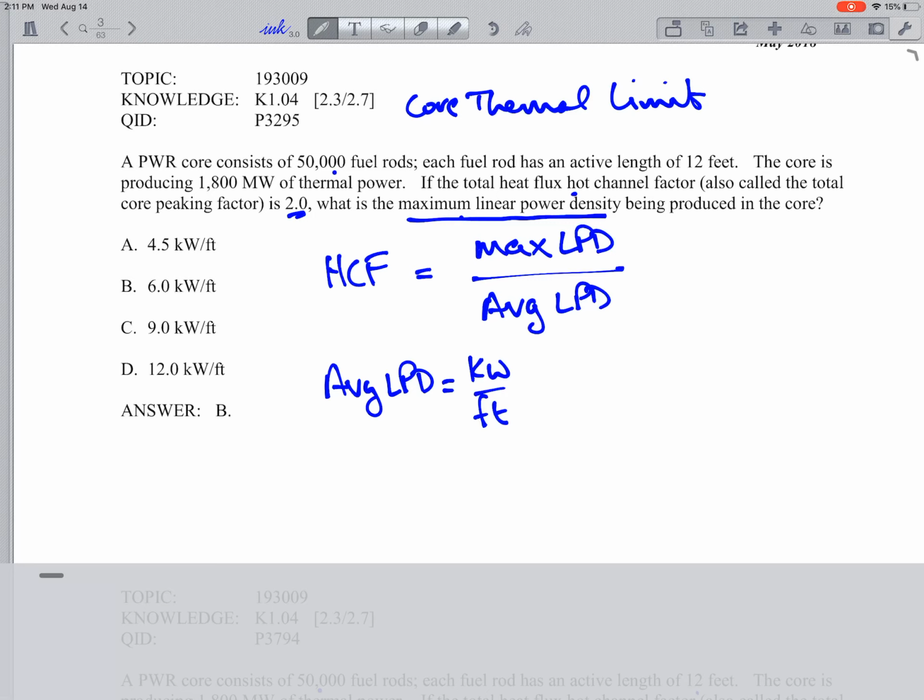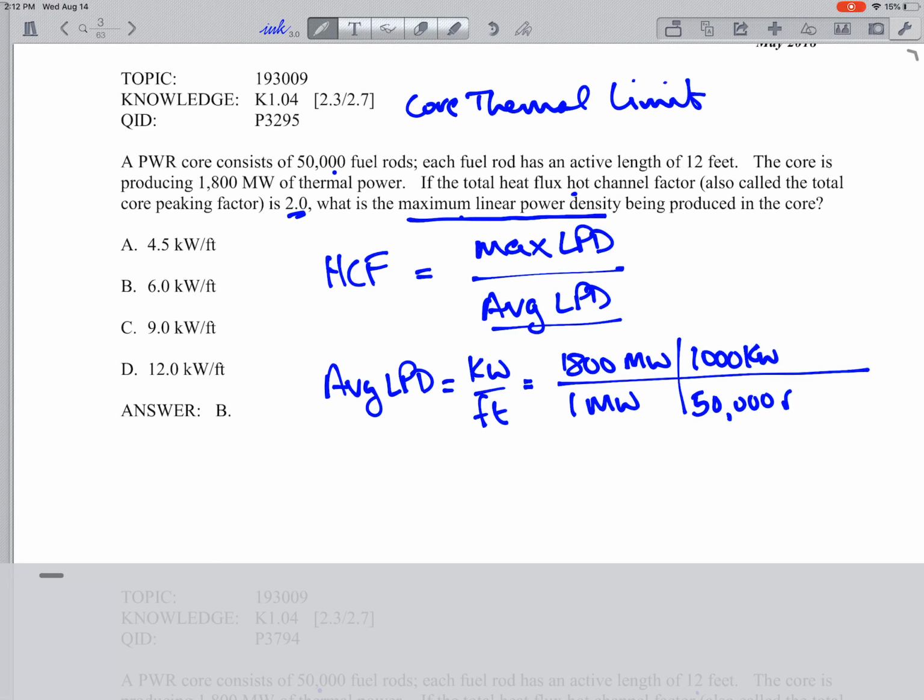All right, so we're going to do that like this. We're looking for average linear power density is what we're getting now. So we'll do a railroad tracks. 1,800 megawatts thermal, and 1 megawatt is equal to 1,000 kilowatts, and 50,000 rods, and that's at 12 feet per rod.